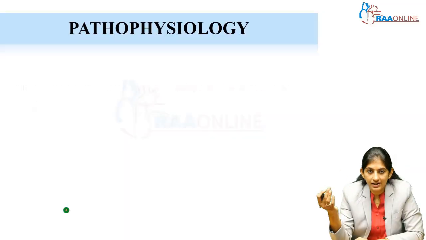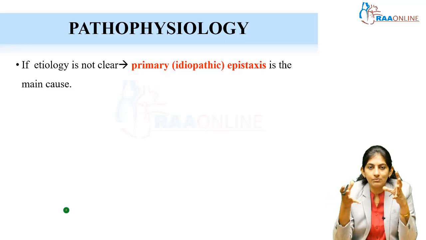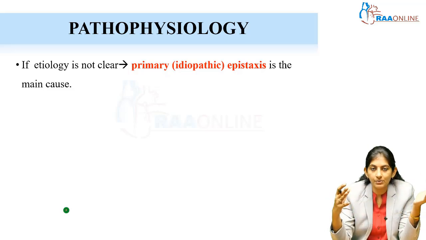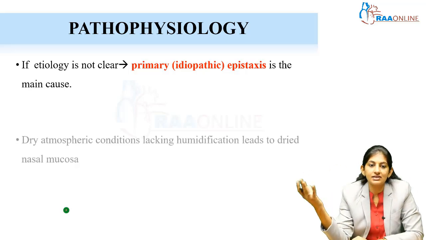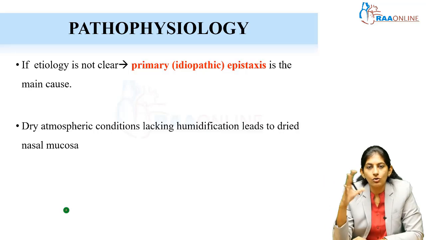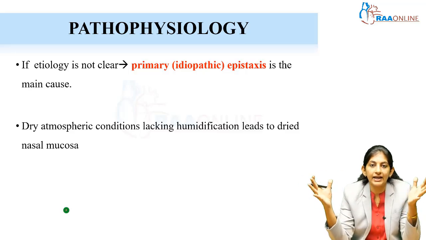So coming to the understanding of pathophysiology. Again, we can divide epistaxis as primary or idiopathic, that is, we do not know the primary cause, and we can call it secondary epistaxis when we know the underlying causes. Most often the etiology is not clear. It might be because of dry conditions, mostly environmental conditions.